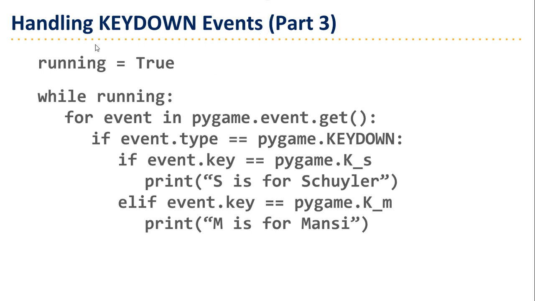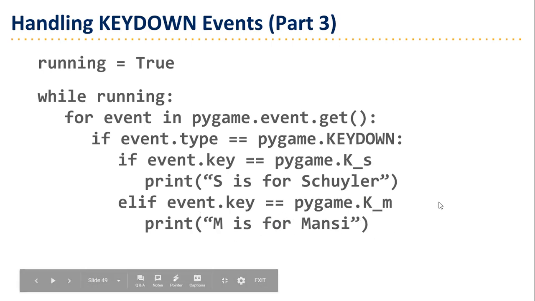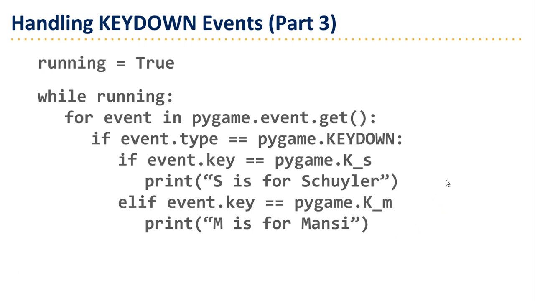Okay, so what does this all look like when we throw it in a main game loop? Well, again, we have this loop construct, and then we're going to check the events. And if the event type equals a key down event, then we have a little more checking to do. We want to see which key was pressed. So here we're going to say if event.key equals pygame.K_s, that means Pygame's name for the S key. And if it does, we'll print out S is for Sky. Otherwise, if it equals the M key, we'll print out M is for Monsi. And then we'll just continue this in a loop.